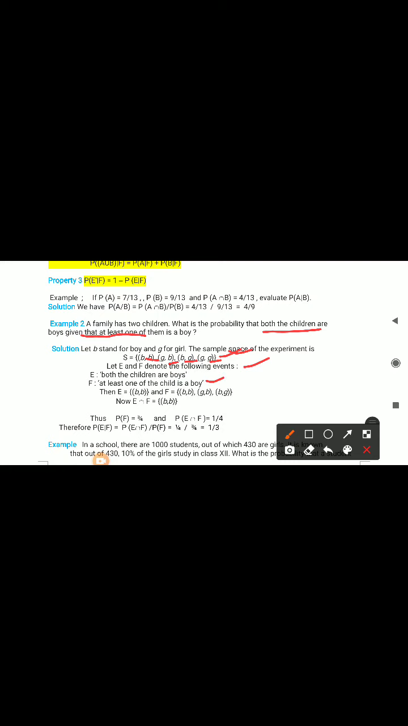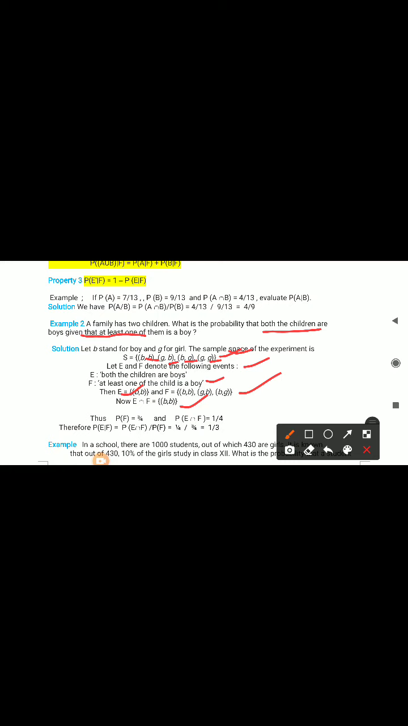Now for E, what are the elements? Both are boys. It means it will have only one element. E is equal to (B, B). And for F, at least one of the children is a boy. That means we have such pairs which contain a boy: BB, GB and BG from above. Thus we see that E intersection F will be equal to (B, B), only one element. Now find P(F). How much is P(F)?